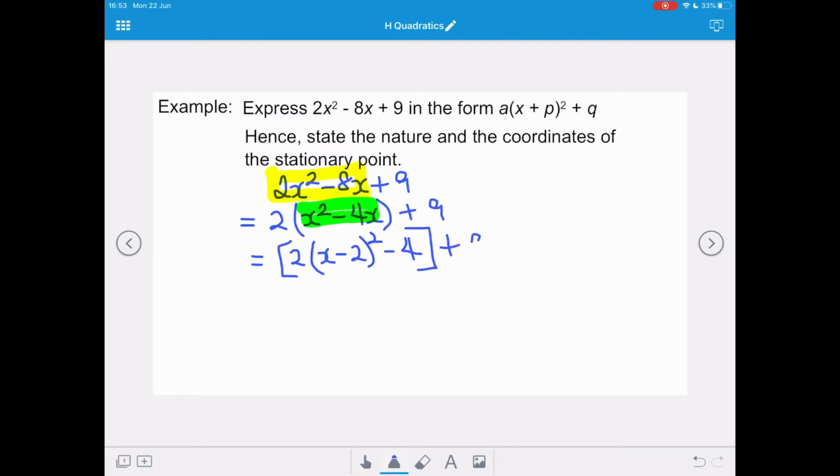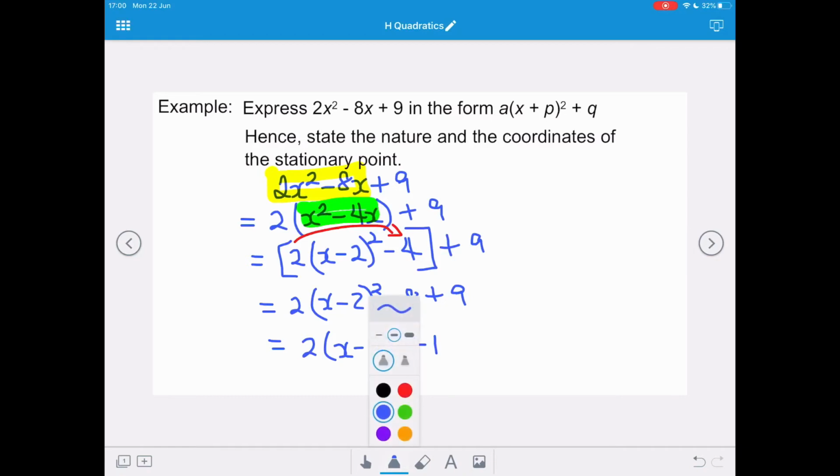and then remember we need to add the 9, and we're keeping that completed square part in a separate bracket, because the next thing we have to do to combine that negative 4 with the 9, we need to multiply it by the coefficient of our x squared term. So we're going to end up with 2(x minus 2) all squared minus 8 plus 9, and that's going to give us 2(x minus 2) all squared plus 1.